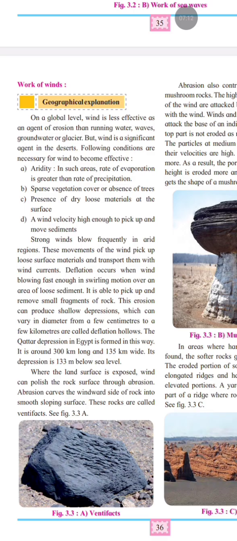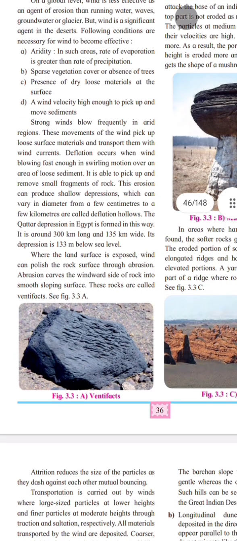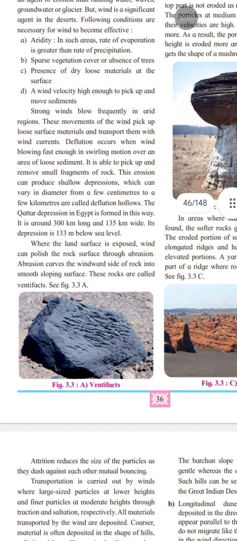When strong wind blows over loose sediment, it picks up and removes small particles. This process is called deflation. Deflation can create shallow depressions called deflation hollows. A famous example is the Qattara Depression in Egypt. It is about 300 km long and 135 km wide, and its deepest part is about 133 meters below sea level. So this is about deflation.